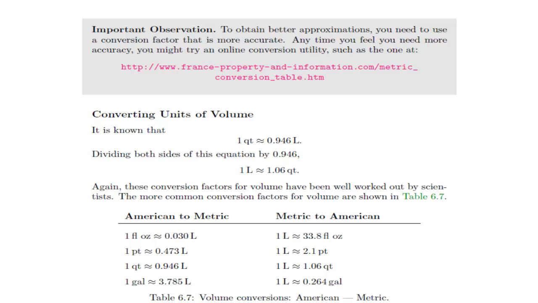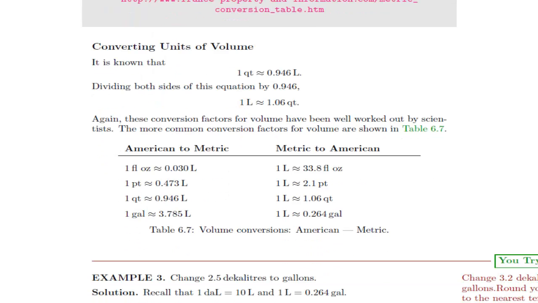Converting units of volume. It is known that 1 quart approximately equals 0.946 liters. Dividing both sides of this equation by 0.946, 1 liter approximately equals 1.06 quarts. Again, these conversion factors for volume have been well worked out by scientists. The more common conversion factors for volume are shown in table 6.7.